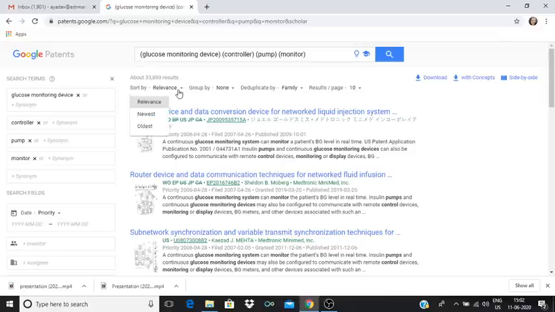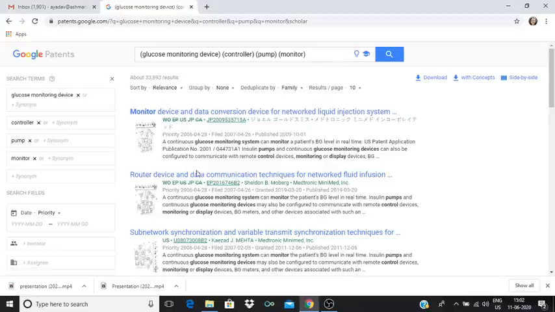Now coming back to the above field, we can sort the patent by relevance, like newest can come up and the oldest can go down. We can group the patents by classification, like patents that fall in the same class, they can come together. We can deduplicate them by family and publication, and we can increase the number of results to 10, 25, 50 and 100 per page. Right now the number of results are 10 per page.